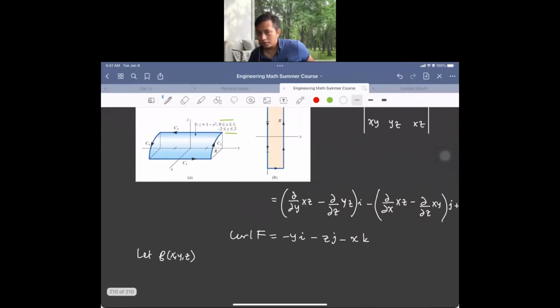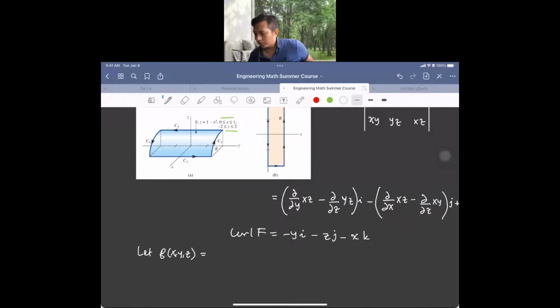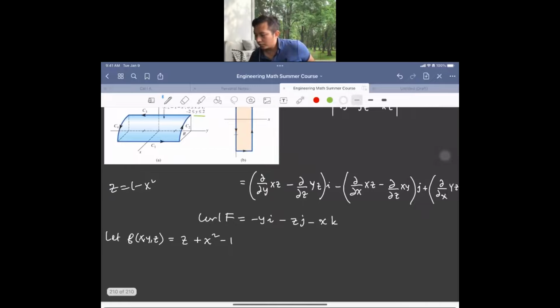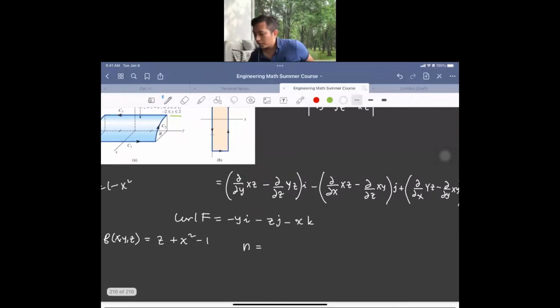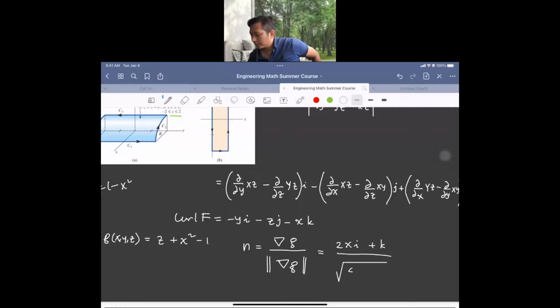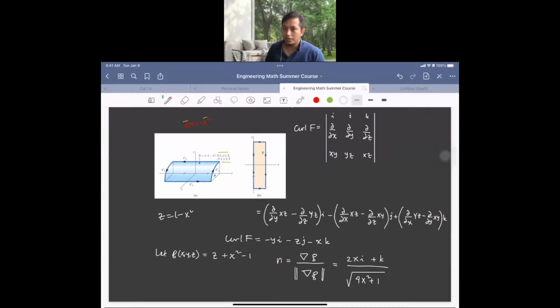Based on our cylinder equation, z is 1 minus x squared, so let's define a new function g equals z plus x squared minus 1. That defines the cylinder, and we can write the normal, which is the del of g divided by its magnitude. So we have 2x i plus k, and the magnitude is the square root of 4x squared plus 1. That's our normal, and we can dot the curl and the n.